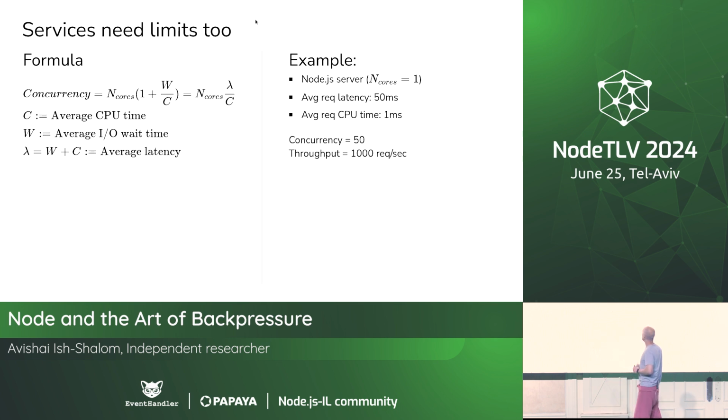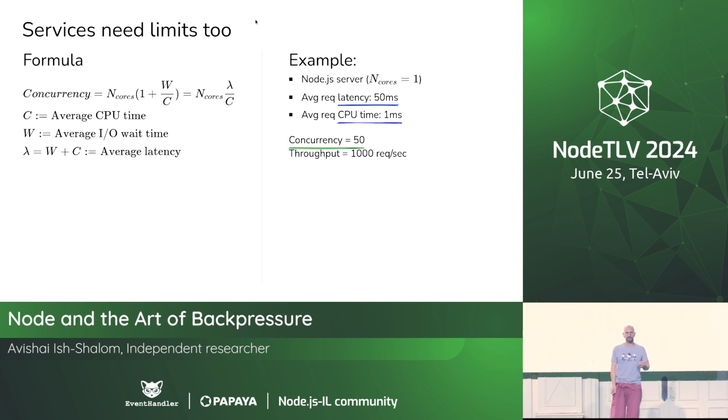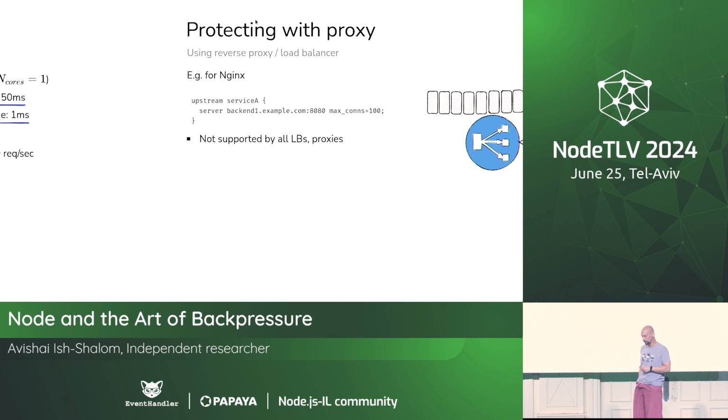So as an example, in Node.js, we only use one CPU because it's single-threaded. And if you have, let's say, an average latency of 50 milliseconds, and average CPU time of 1 millisecond, so it's a 50-to-1 ratio, then you would get a concurrency of 50, which gives you a theoretical throughput of 1,000 requests per second on a single Node.js worker. And then from that, you can deduce how many Node.js workers you need, and of course, you can set the limits to protect your Node.js server so it doesn't go into overload.